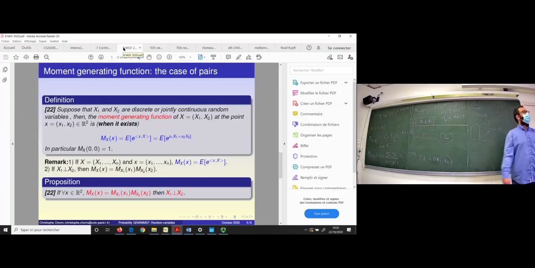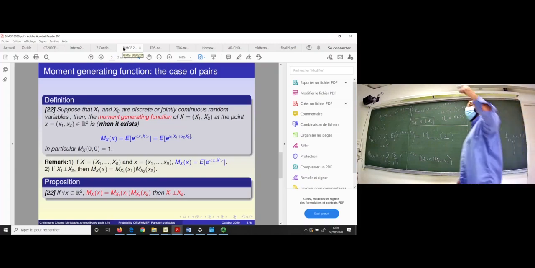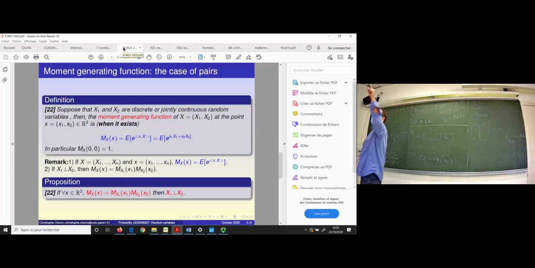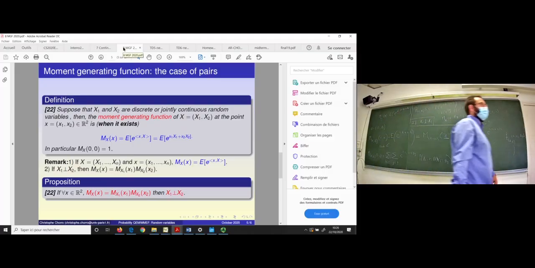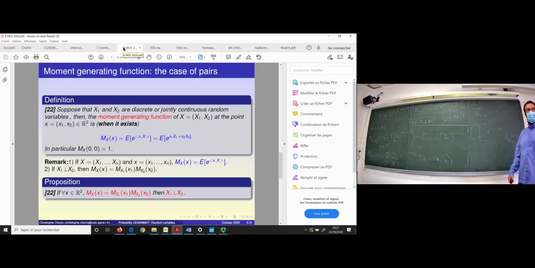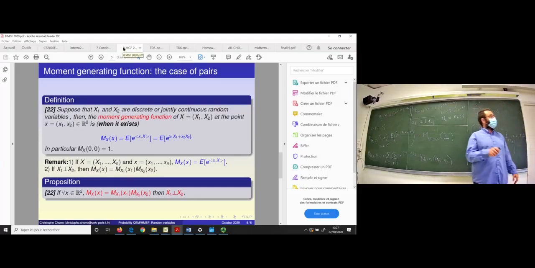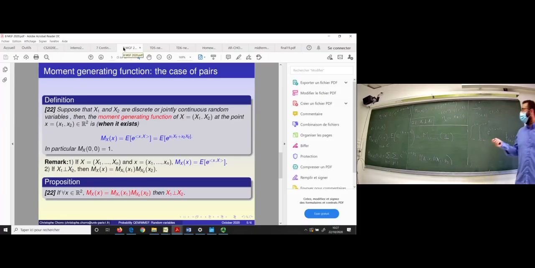In the discrete case, I can prove that the probability mass function of the pair is equal to the product of the probability mass function of each component, one way. In the continuous case, I can prove that the joint density is the product of the density function of each component. So another way to prove, okay? But you will have a new tool now, that is, in order to prove that two random variables are independent in the discrete or in the continuous case, you will just have to prove that the moment generating function of the pair, that is this one, is equal to this product here.